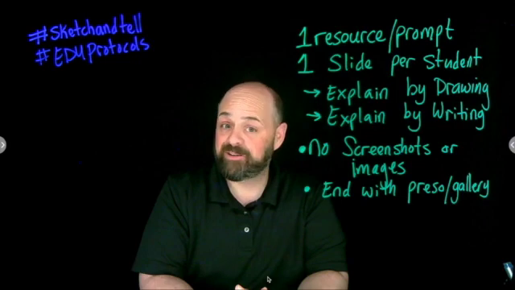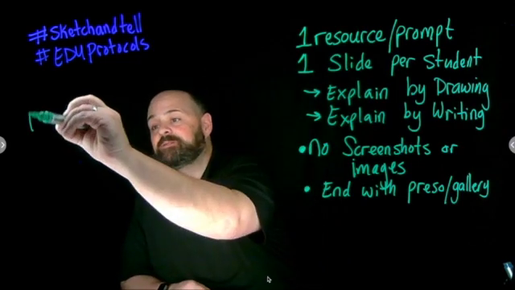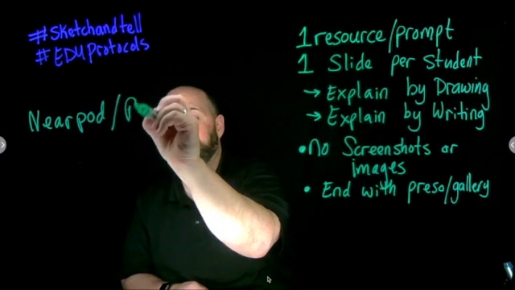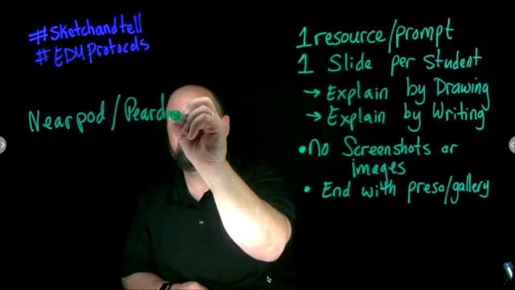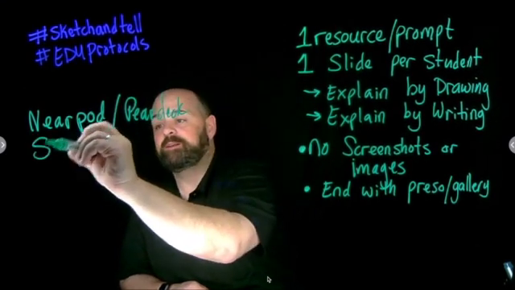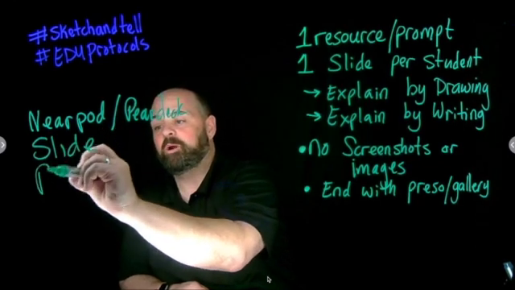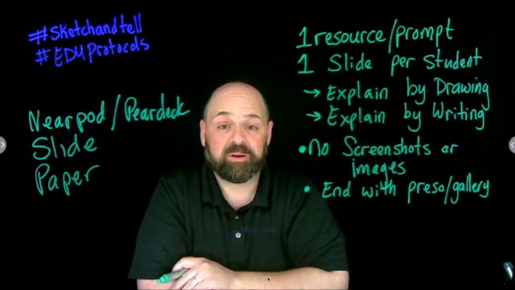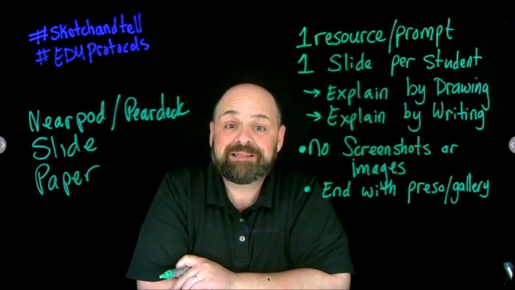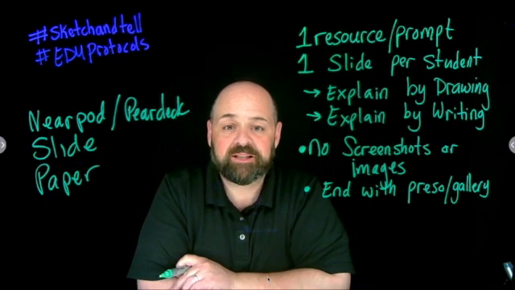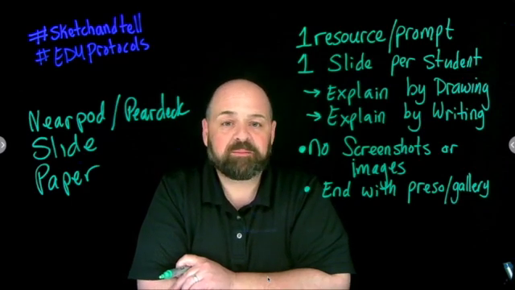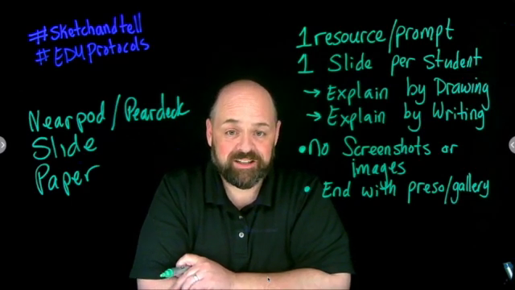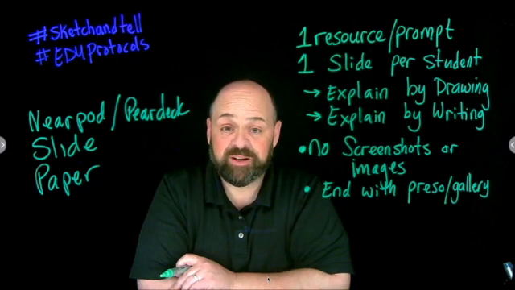Now, how do you do this? I personally like to use it in Nearpod or Pear Deck or on a slide or on paper. Lots of different ways. Remember, start slow, start easy, low cognitive load to begin with. Simple prompt like, what makes you smile? Then you'll move faster and faster into the meaty material after they know what they're doing.